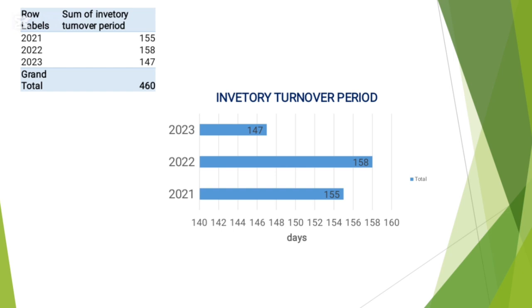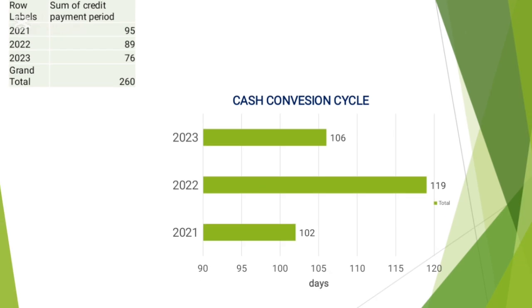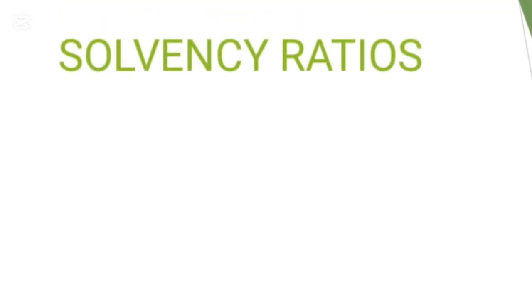We can also talk about the cash conversion cycle, which helps us look at how many days it takes for the company to convert its inventory into cash, the number of days it takes to collect monies from their debtors, and the number of days they are given by their creditors to pay. We can see that in 2021, they had 102 days, and in 2022, 119 days. In 2023, they are having 106 days. From there, we are going to move straight into the solvency ratio. The solvency ratio talks about the ability of the company to settle long-term obligations.